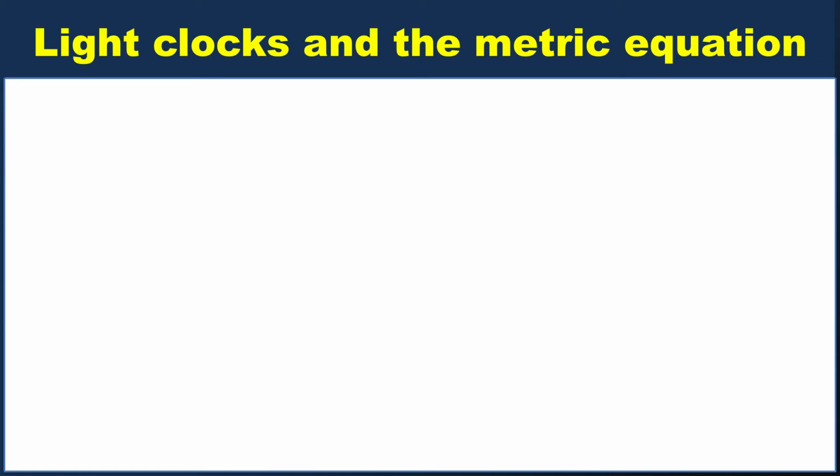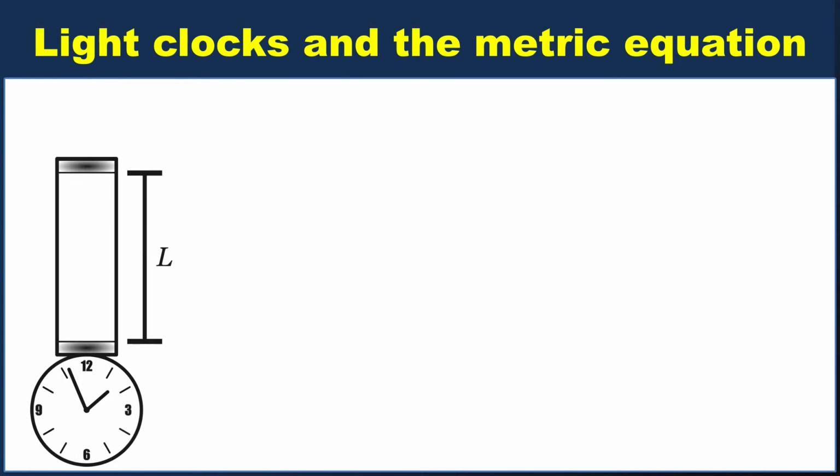I wanted to illustrate how we can use light clocks to derive the metric equation for special relativity. So if you remember from lecture, this is a light clock and it ticks every time light hits that bottom mirror. So let's imagine that it just ticked and light goes up, hits the top mirror, goes back down, then the clock ticks again. Well, let's consider the reference frame that we just saw.